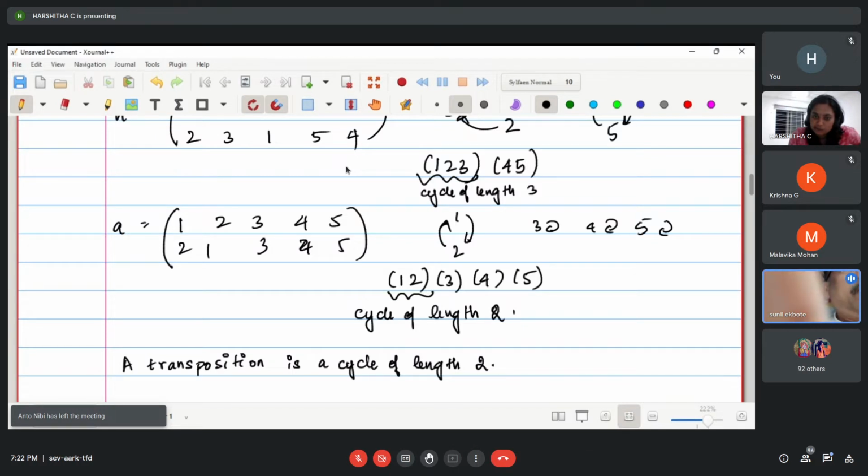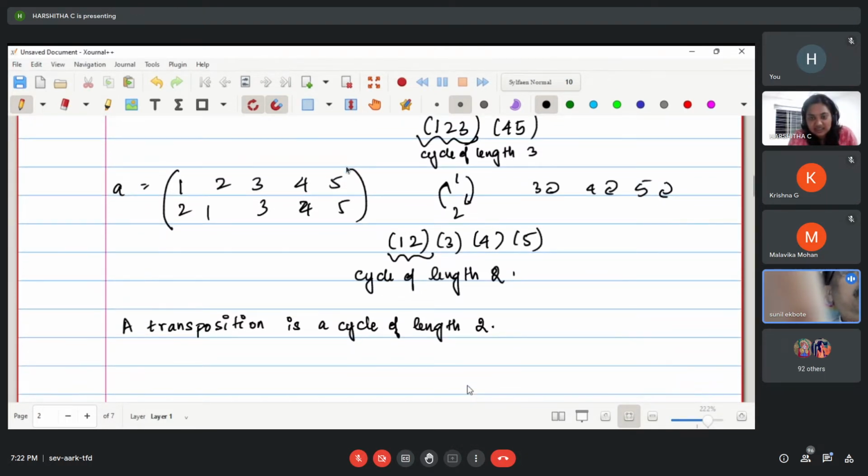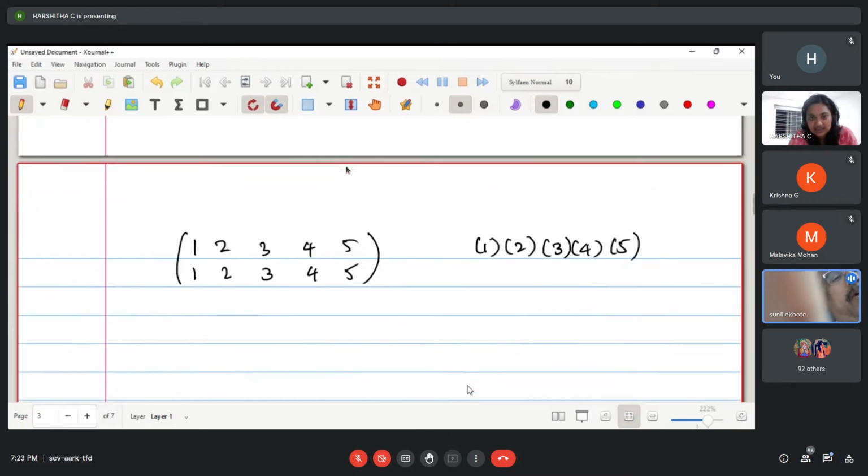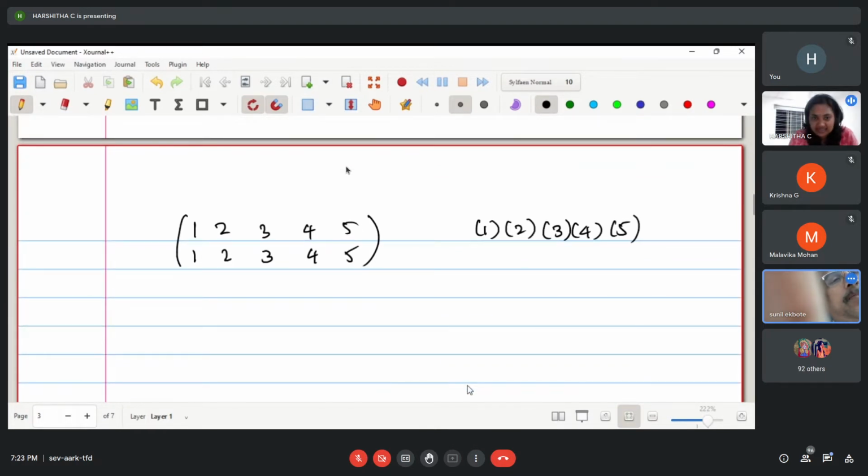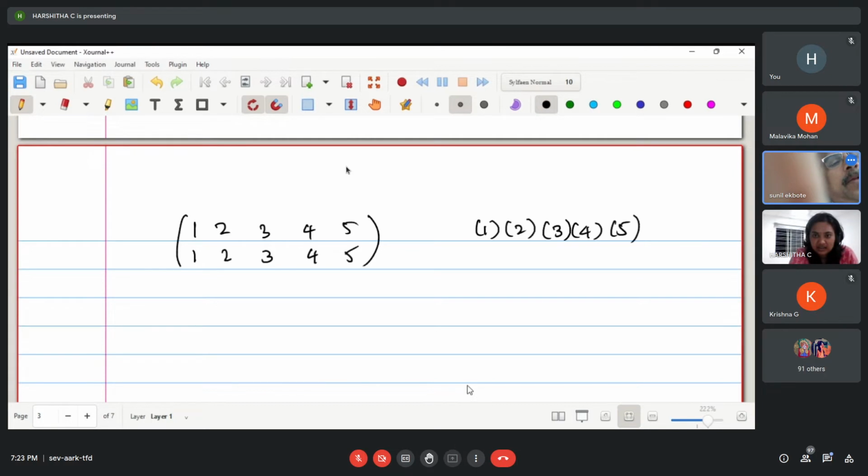What I mean is, if the length of the cycle is 0, then 1 goes to 1, 2 goes to 2, 3 goes to 3, 4 goes to 4, and 5 goes to 5. It is a permutation, but the length is 0, no? The length of the cycle is not 0, it is 1. See, this is a cycle, right? 1 goes to itself. What is the length of this? 1, right? Okay, I got it. Any more questions?